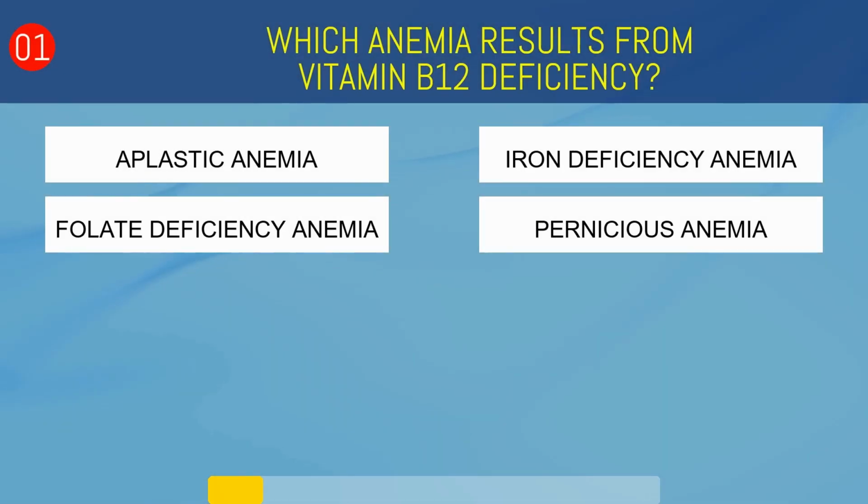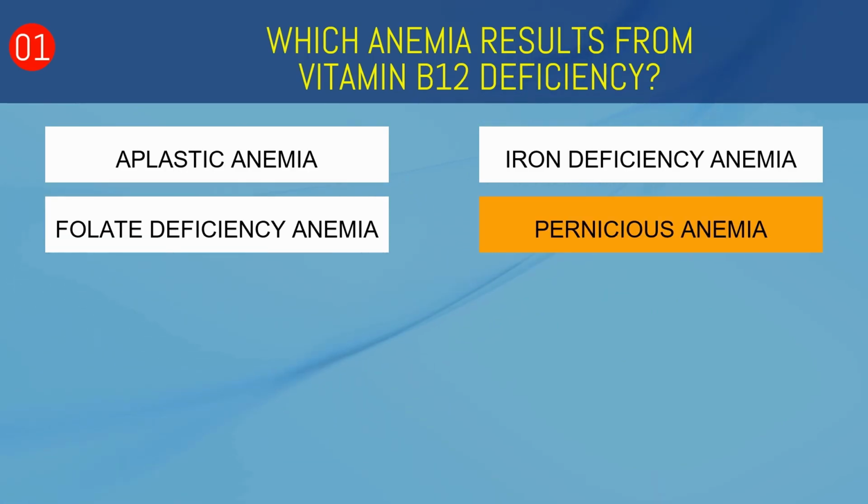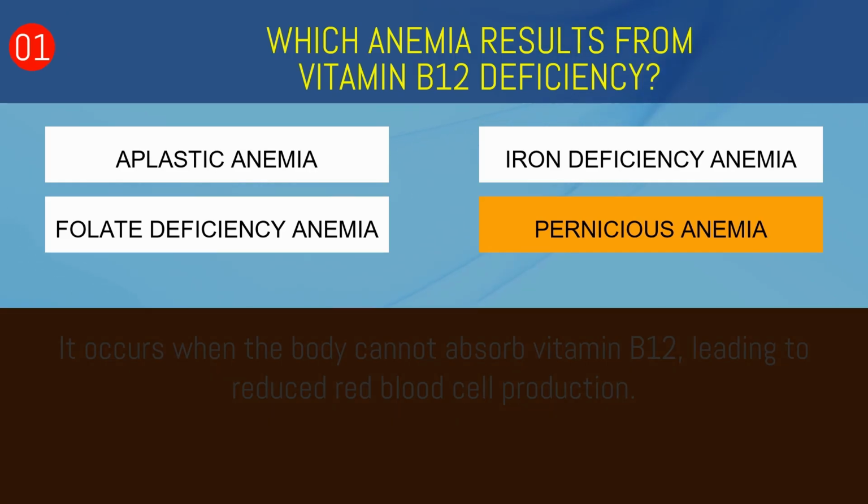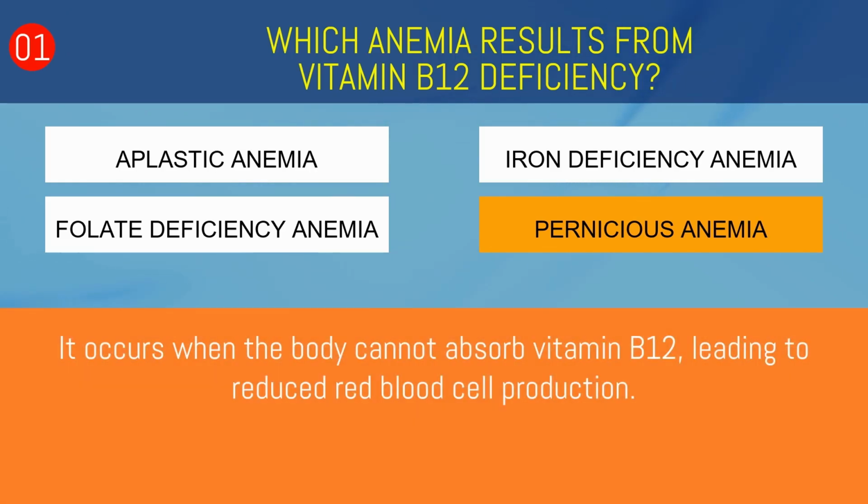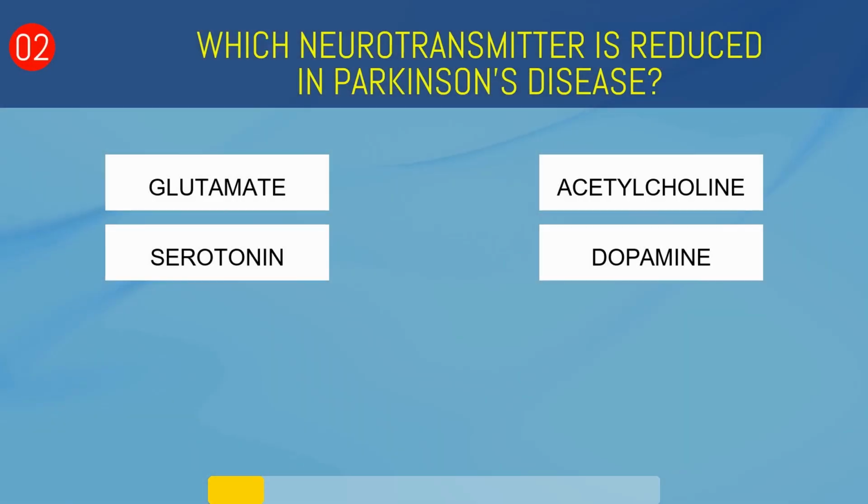Which anemia results from vitamin B12 deficiency? Aplastic anemia, folate deficiency anemia, iron deficiency anemia, or pernicious anemia? Pernicious anemia. It occurs when the body cannot absorb vitamin B12, leading to reduced red blood cell production. Which neurotransmitter is reduced in Parkinson's disease?